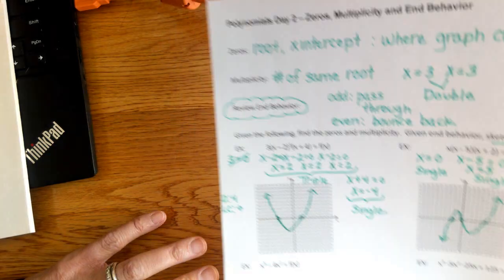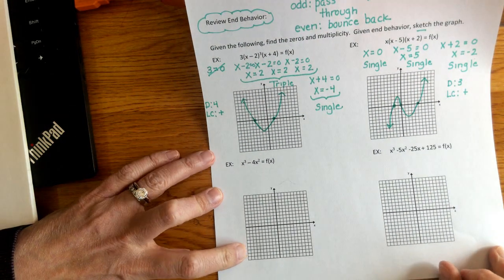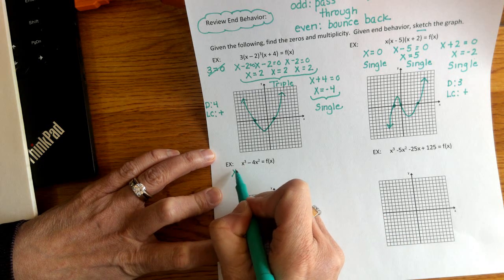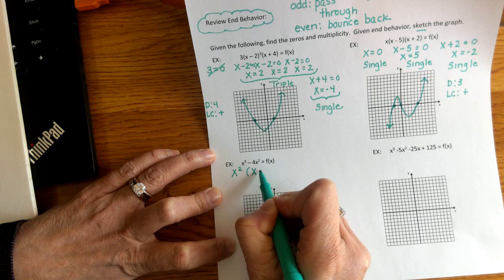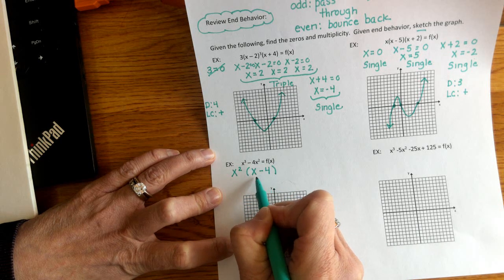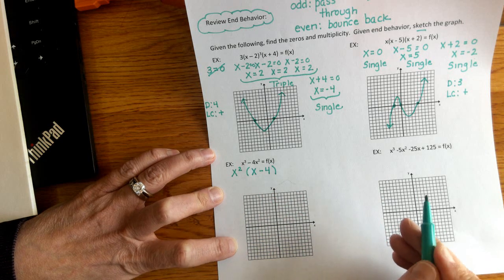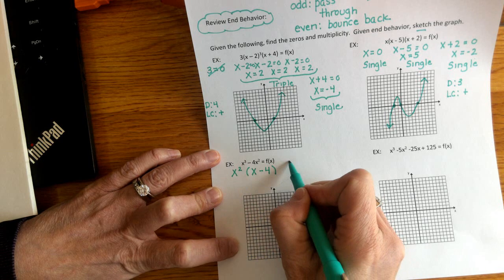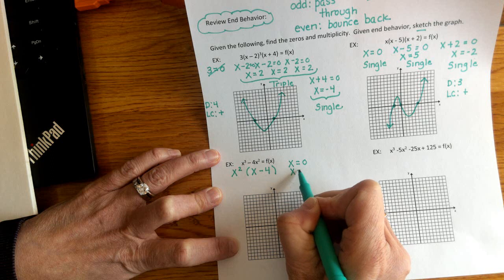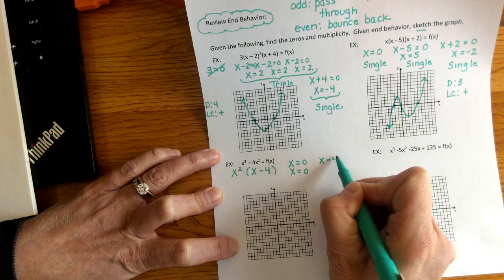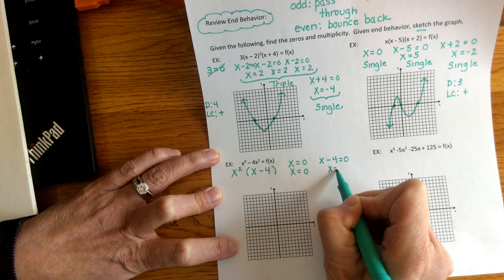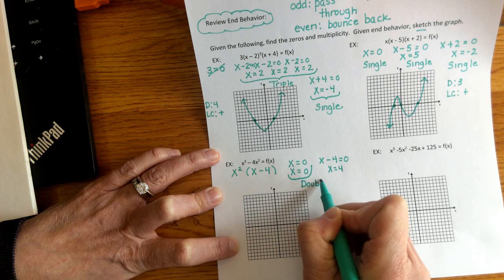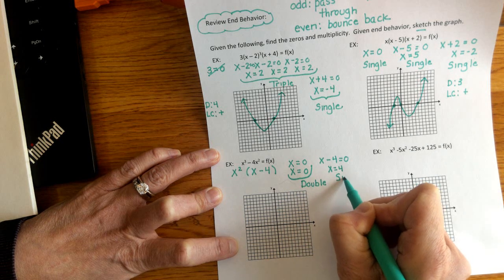Now let's go to the bottom ones here that are not factored. First step is to factor them. So I'm going to take out a greatest common factor of x squared. I'm left with x minus 4. I look in here, I cannot factor that any further, so I am ready to set each factor equal to 0. There are two x's, x equals 0, x equals 0, and x minus 4 equals 0, which means x will equal 4. There are two of these, that's a double, and then this is a single.